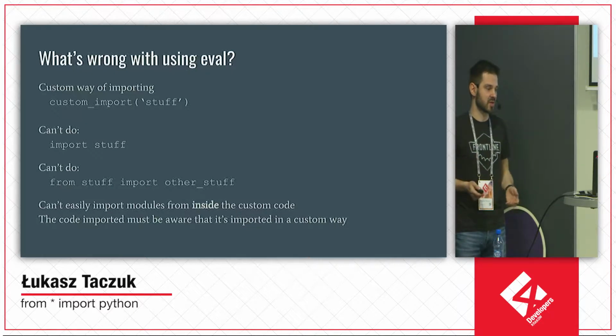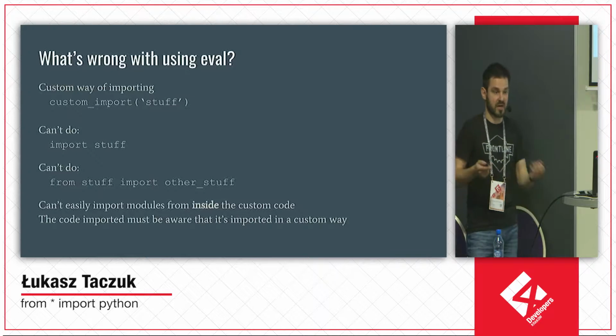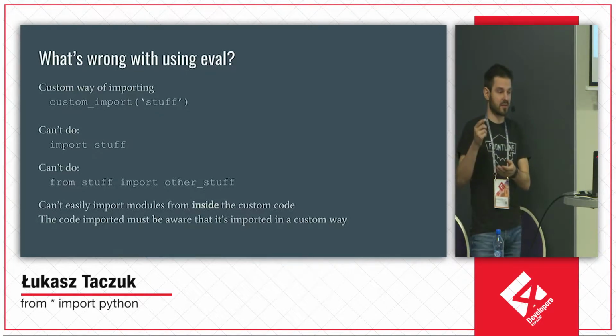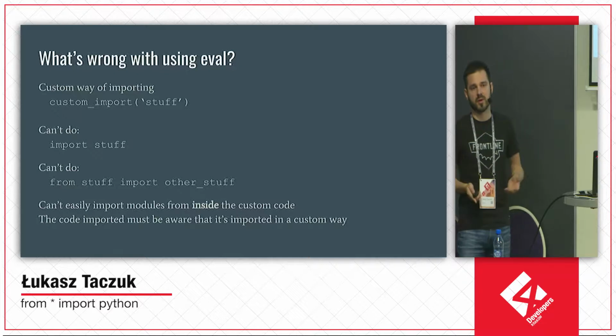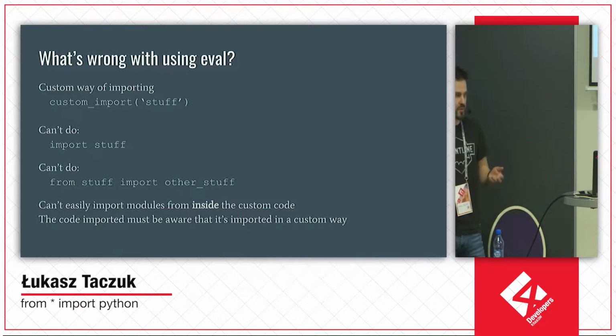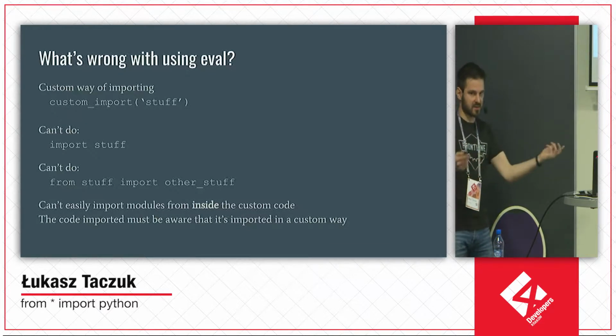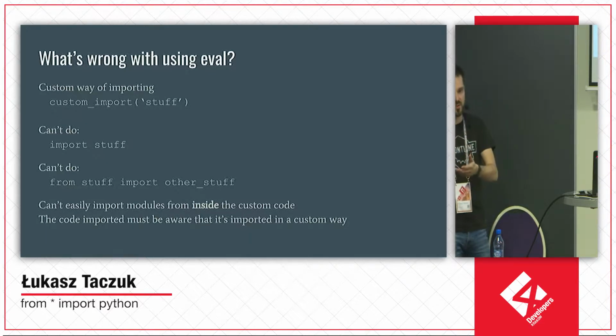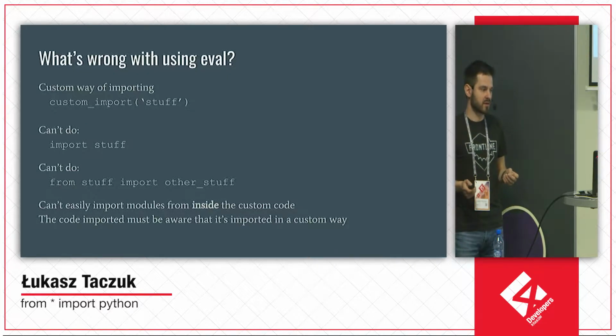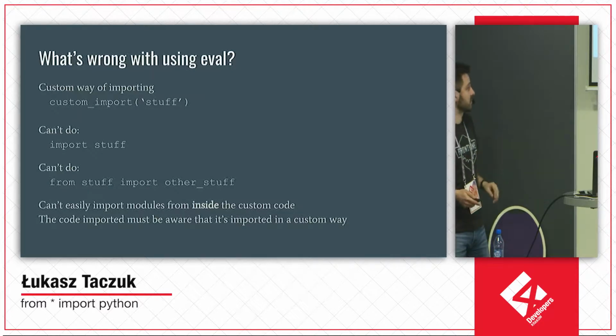So yeah, you cannot do import stuff. You cannot also do from stuff import other stuff. And in theory, what we could do is change all our imports to this first version here, and it would work for a really small amount of code, because your code will probably import some other thing that will want to import some other thing, and the code that you just imported would also have to be modified. So that's why we still want to stay away from using that custom function.